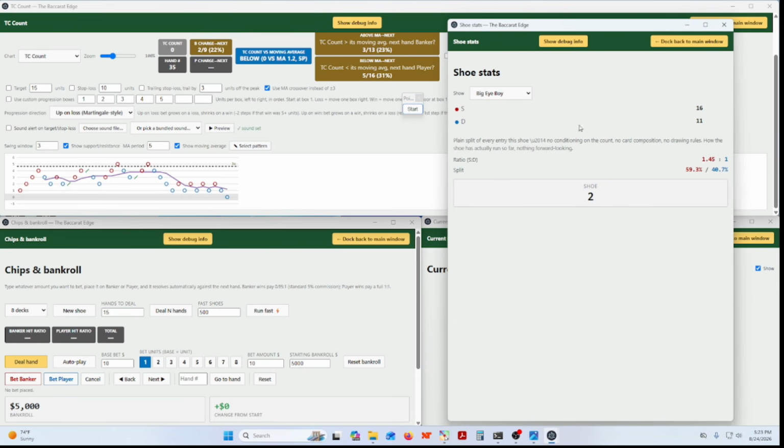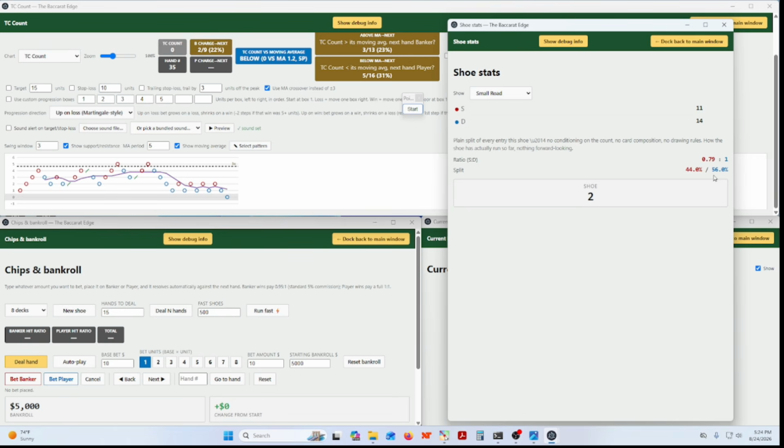But let's go to big boy. And the big boy is just telling you that the same has won 59% of the hands. D has only won 40% of the hands. Ratio is 1.45 to 1 right now. So S has a slight advantage over the D.